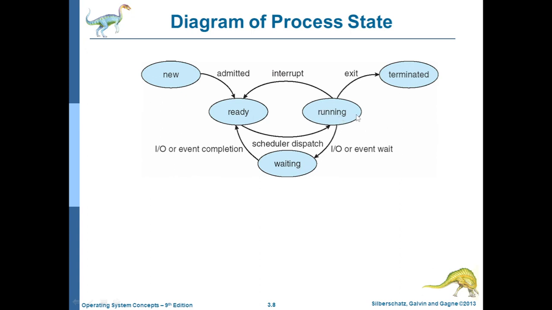Suppose a process is running and it wants to do an input-output operation. It will not utilize the CPU, so it becomes waiting until the input-output event completes. Then it goes again to the ready state, and if the scheduler wants to dispatch it, it goes again to the running state. When a process is completed, it exits and becomes terminated.